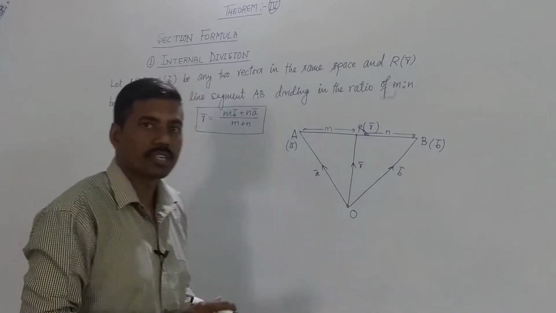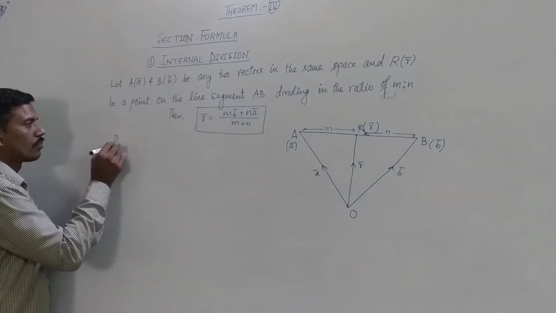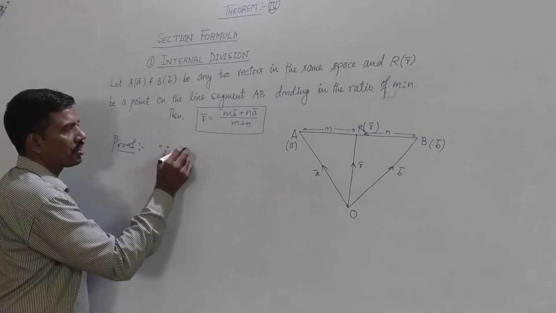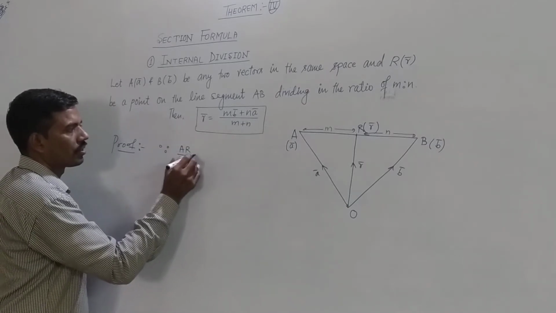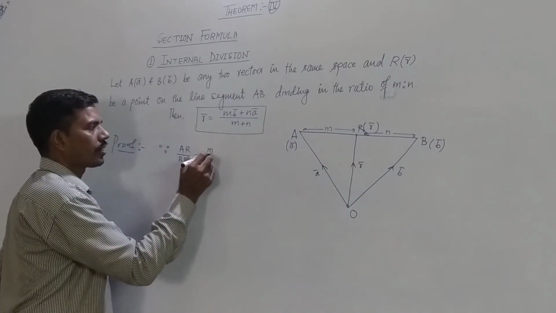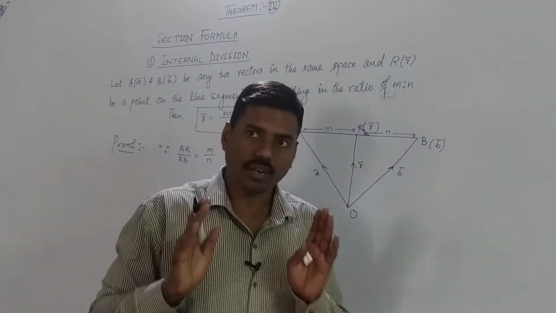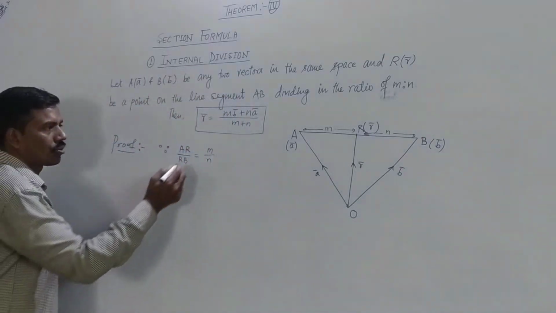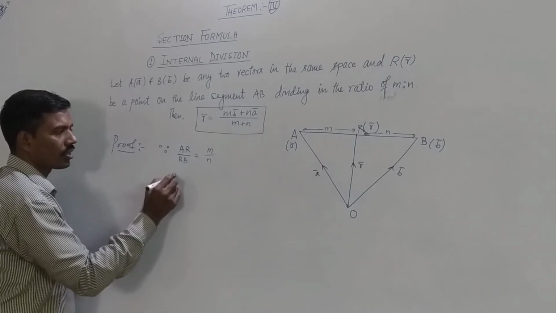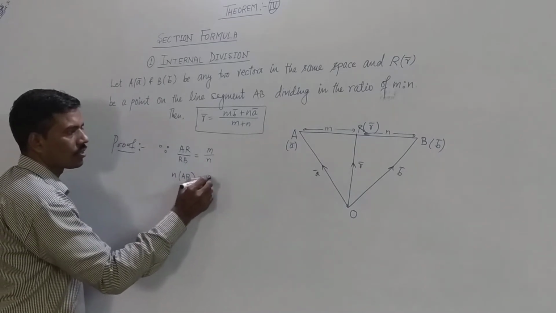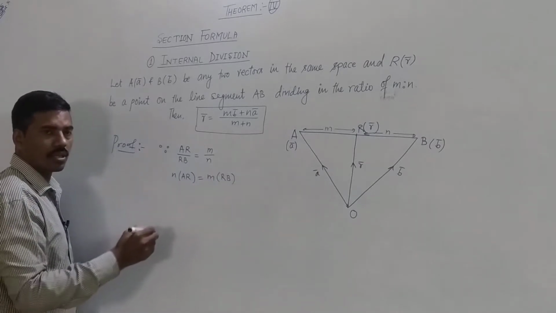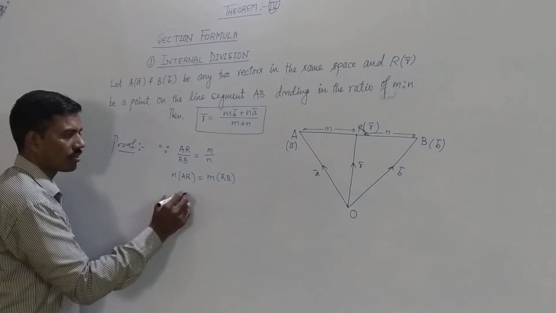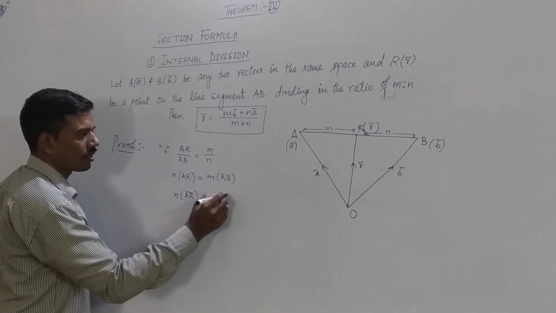Okay, clear? So let us prove this result. Proof of this result. Since AR upon RB is given as m by n. Since point R divides the given line segment in the ratio of m is to n, then AR upon RB is equal to m by n. Taking cross multiplication, we get n into AR is equal to m into RB. So we can write it in the form of vectors, that is n into vector AR is equal to m into vector RB.